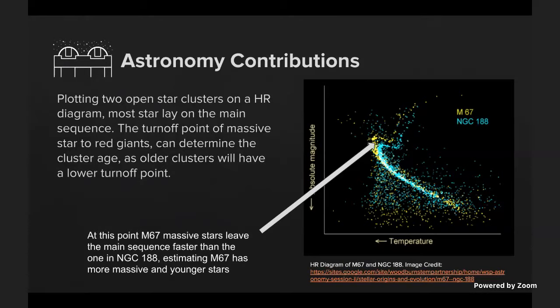As an example, as you can see in the image of the HR diagram, we have two open star clusters displayed, NGC 188 in blue and M67 in yellow. As you can see, the stars in NGC 188 have a lower turning point, which means the stars in the cluster spend more time on the main sequence. Therefore, it is older than the stars in M67, which has more massive stars that evolve faster into red giants.